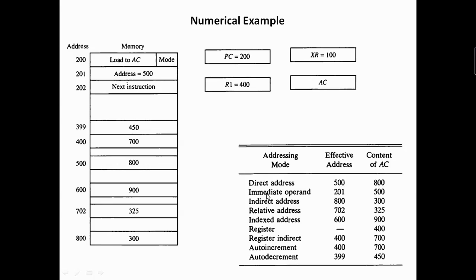Fine. Now the immediate operand mode. So immediate operand mode we know means that there is no address in the instruction. Instead, at the address place there is the operand. It's immediate. The operand is immediately there inside the instruction. So this 500 will be the operand. So the operand will be 500, which will move to accumulator. Fine. This is the immediate operand mode.